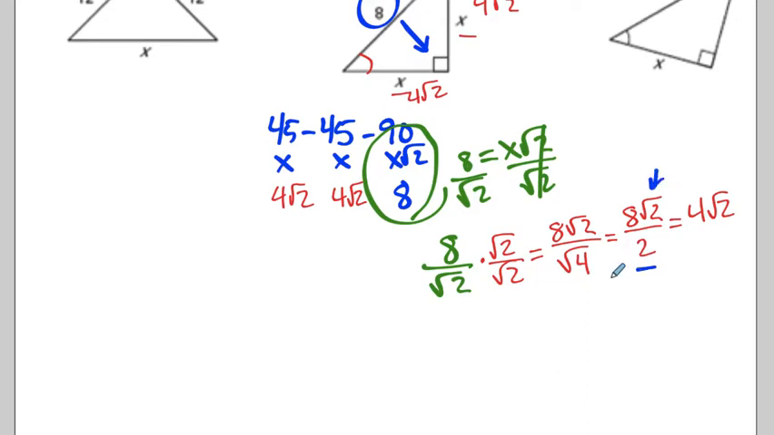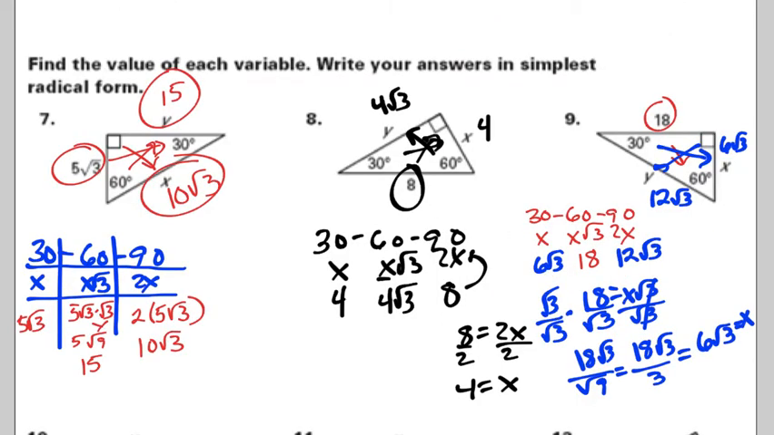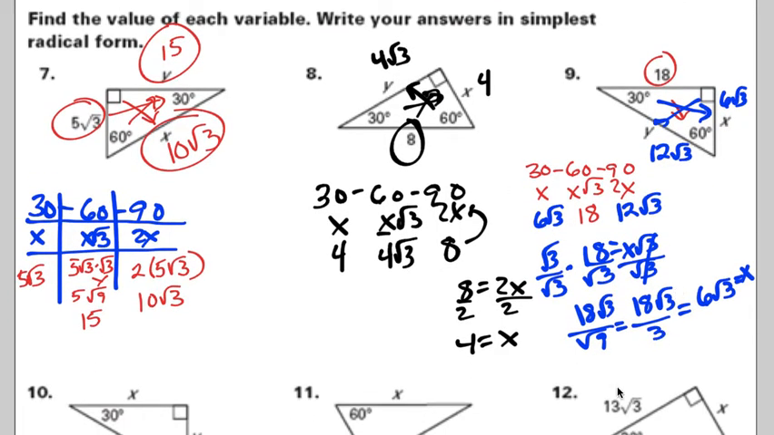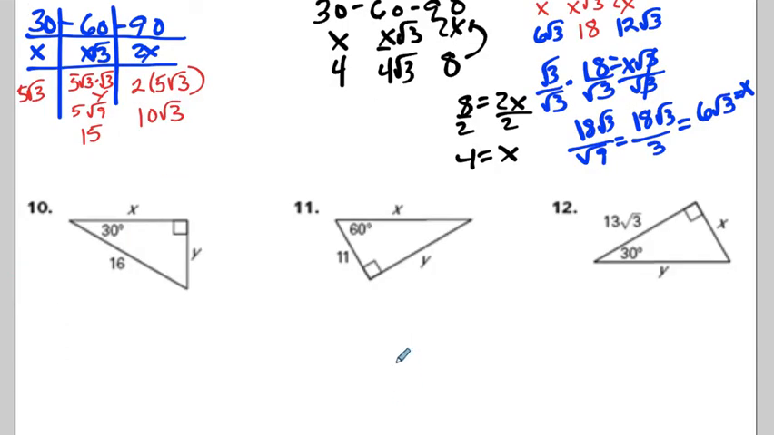And so when you're rationalizing and dividing by a root 2, just divide by 2, put a root 2 on it. And when you are using a root 3 for the 30, 60, 90, you divide by 3 and put a root 3 on it. So let's look at a couple more here.